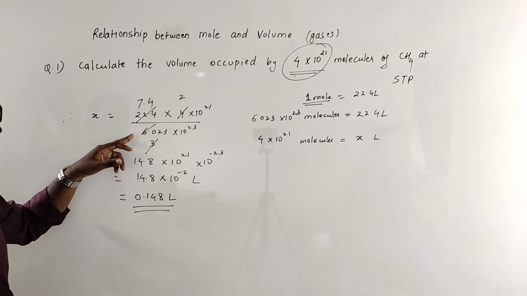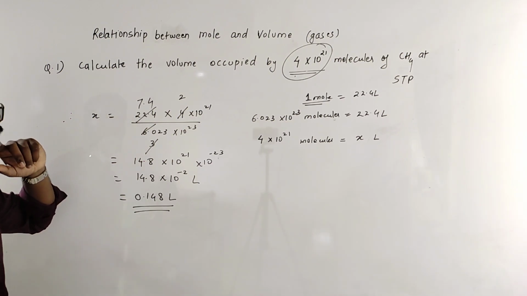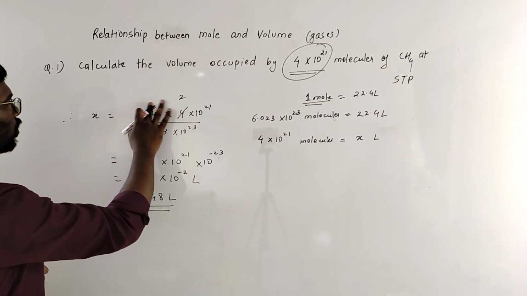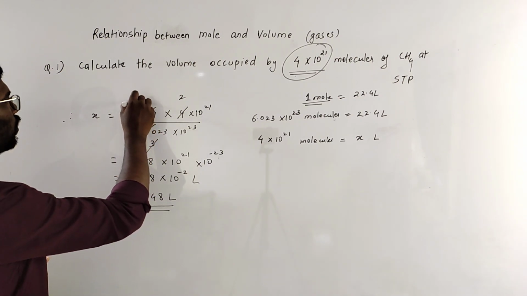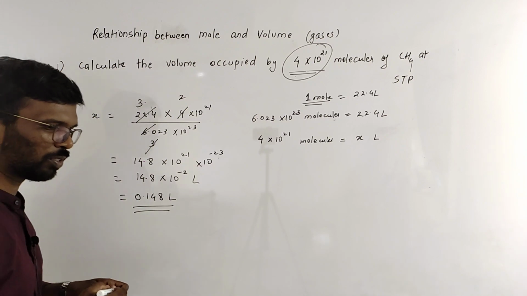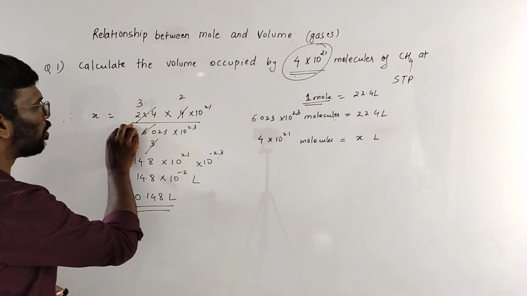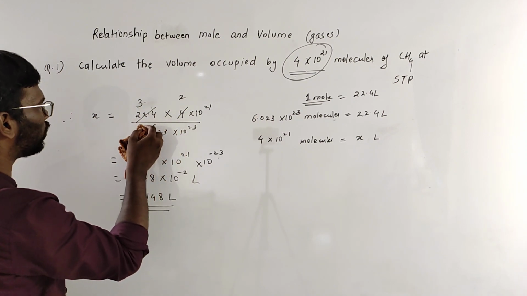One minute. I think I have made a mistake. 6 3s are 18, no? This is 3 point something. Just give me a second. I made some calculation mistake. Please excuse me for this.